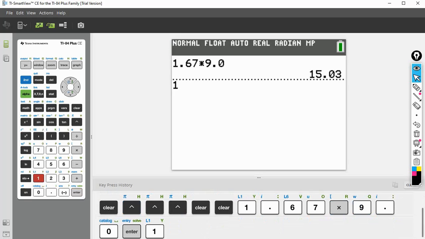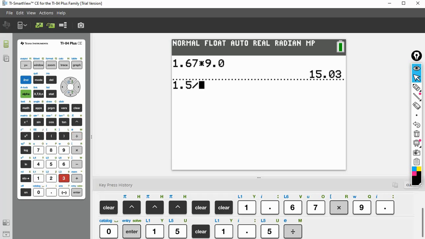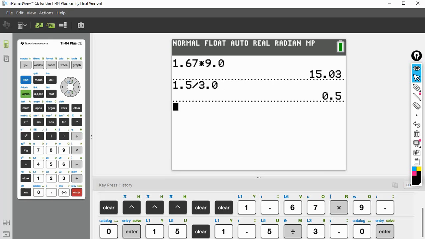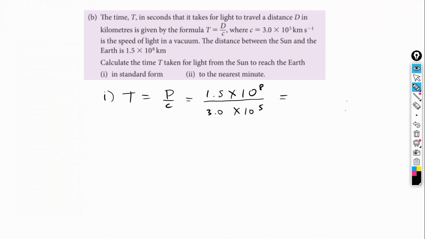So 1.5, well, not 15, it's 1.5 divided by 3.0. And that's going to equal 0.5. So this will equal 0.5 times 10. And here we have to decide on the power of 10 because it's going to be 8 minus 5 times 10 to the power of 3 seconds.